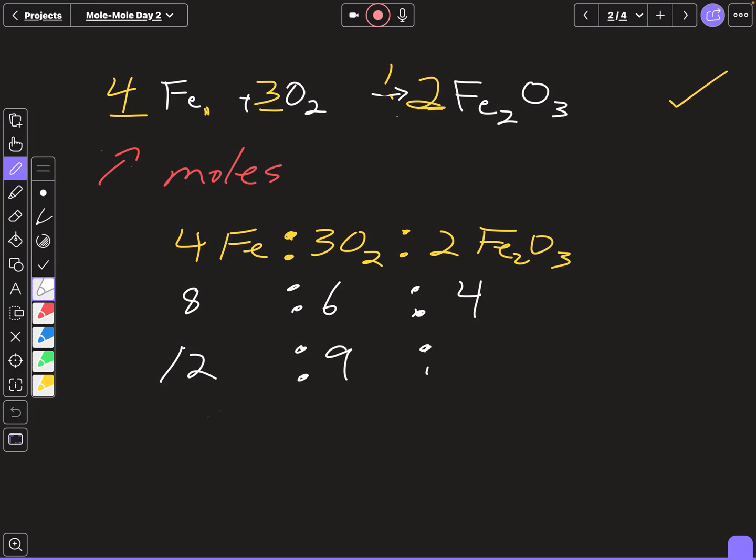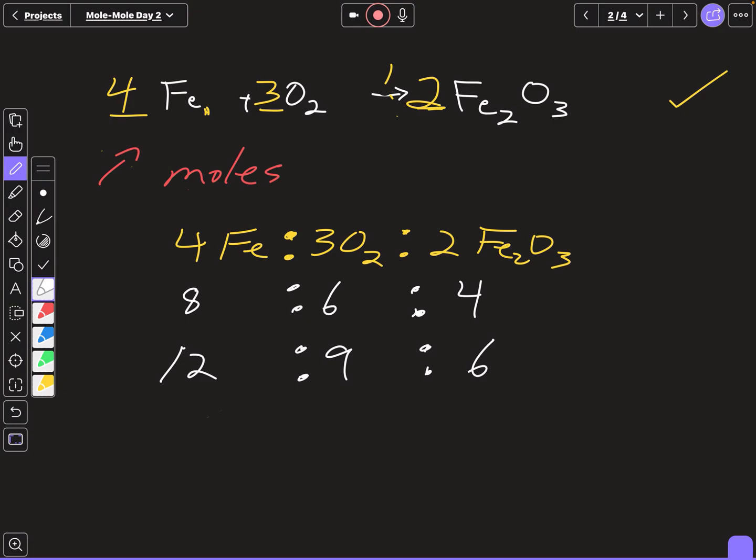And then for iron oxide, it's a 4:2 ratio, which is a 2:1. Same thing, it reduces down. So for 12, it would be 6. So every time 12 moles of iron reacts, 9 moles of O2 reacts with it, and it produces 6 moles of Fe2O3. And I could go on and on.